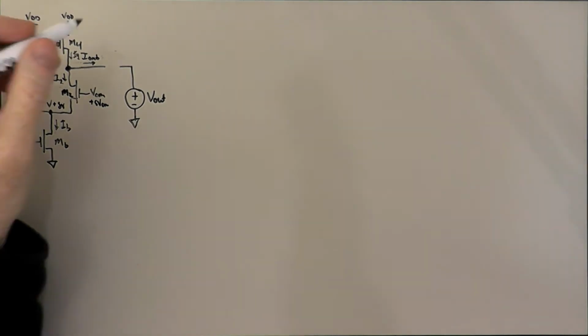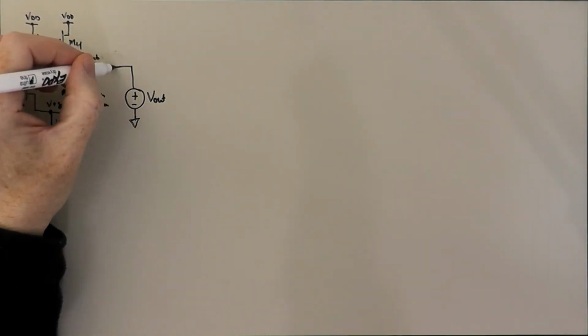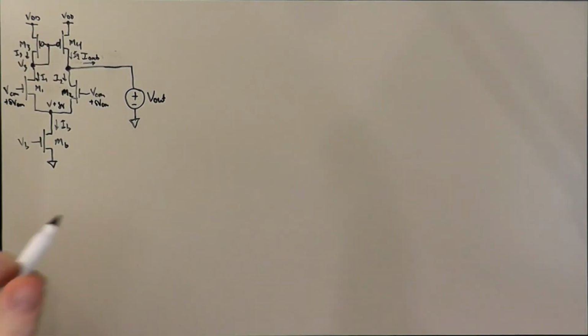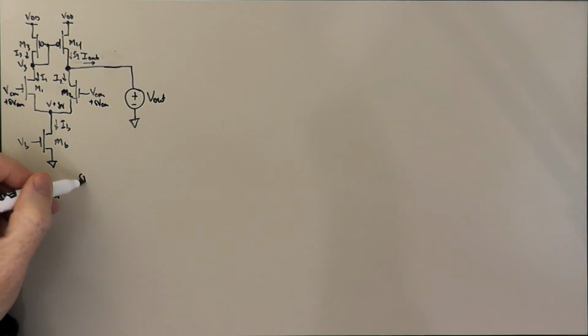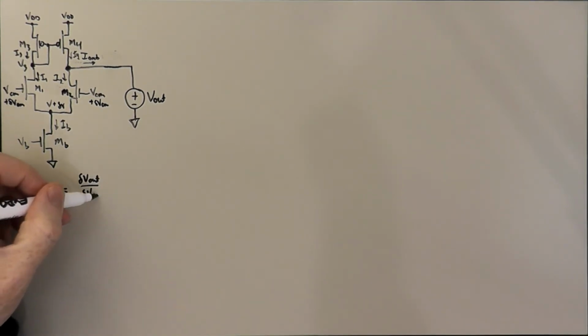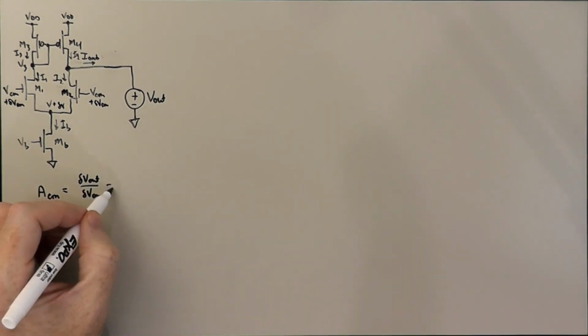And so that suggests that in this kind of idealized picture of the world, what we would call the common mode gain, ACM, which is effectively delta V out over delta VCM, would be basically 0.